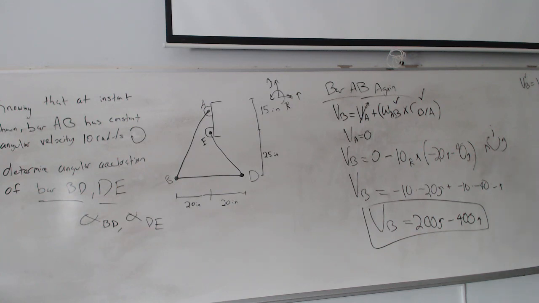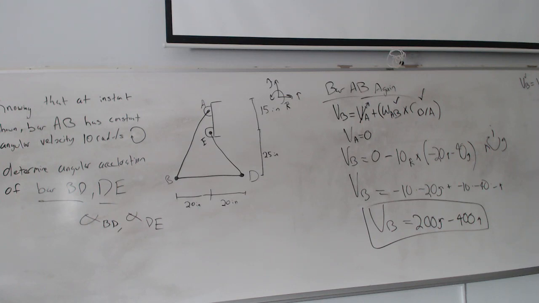Okay, now we're going to look at a different bar, the only one we haven't looked at yet. Look at bar DE. So applying this same velocity equation, the velocity of D equals the velocity of E plus the angular velocity of DE crossed with R of D with respect to E. Okay. Velocity of E is 0, because it's the pin, right?